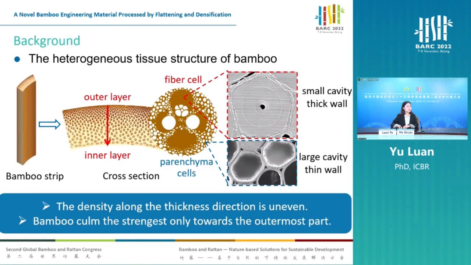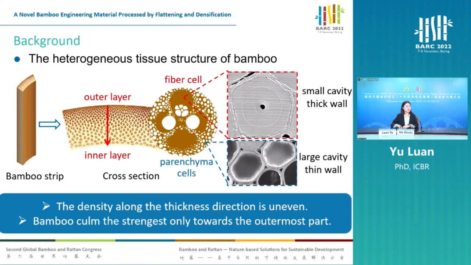Besides the shape, the structure of bamboo is also special. The vascular bundles are embedded in parenchymal tissues, and their fraction shows a decreasing trend from the outer layer to the inner layer. In the vascular bundle, the fiber cells with small cavity and thick wall play the most crucial role as mechanical support, while the parenchymal tissues, including parenchymal cells, vessels, and sieves, have large cavity and thin wall.